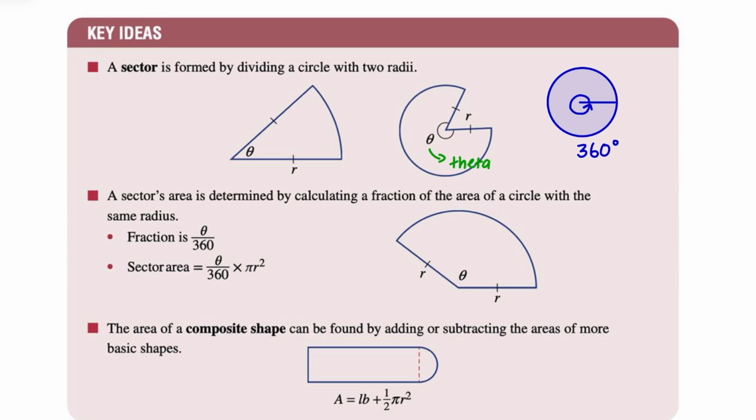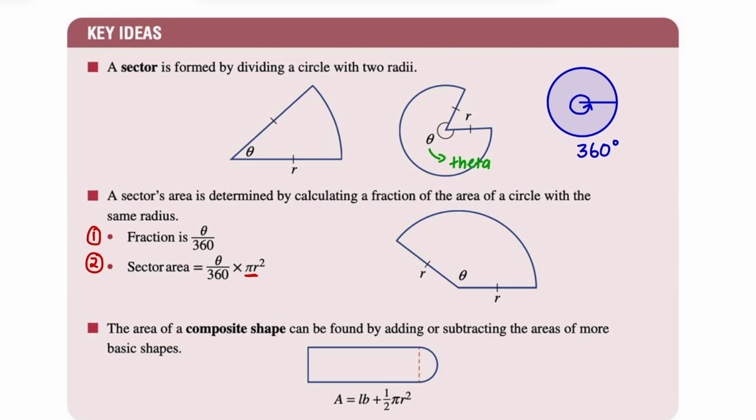So my first step to solve these problems is to determine the fraction of the sector, or the fraction of the circle, I should say. And the second step is to find the area by multiplying that fraction by the formula for the area of a circle.